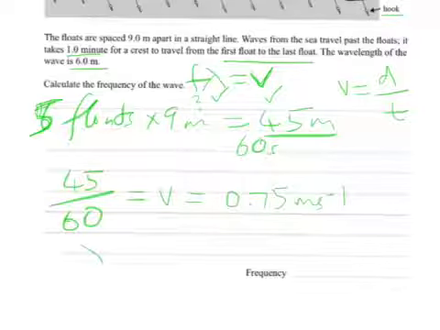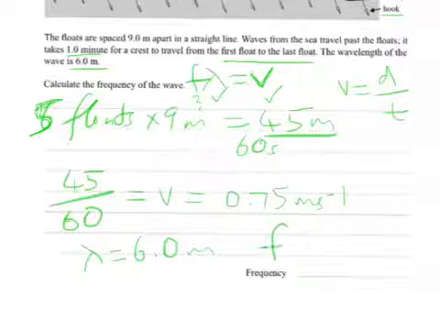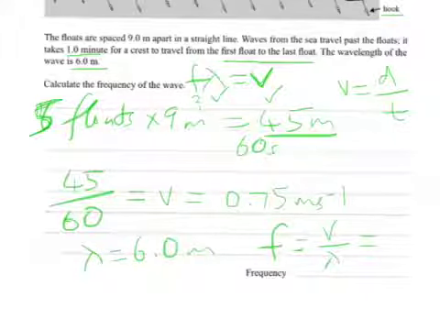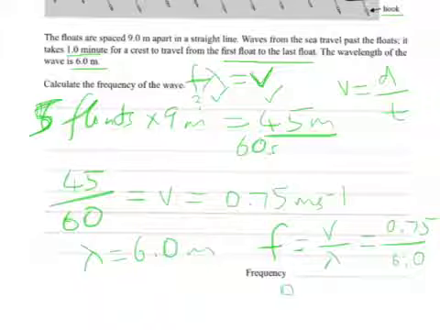We know the wavelength was 6.0 metres, so frequency from v equals f lambda, frequency equals v divided by lambda, which equals 0.75 divided by 6.0, and that gives us a frequency of 0.125 cycles per second, or hertz.